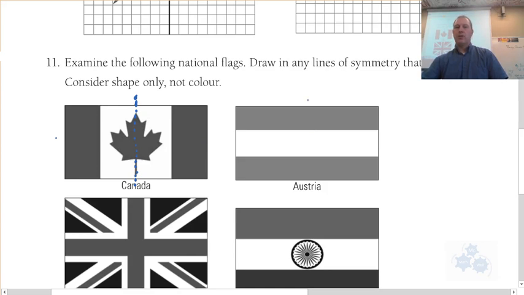Austria, okay? So this one has a vertical line right down the middle, and it also has a horizontal line.